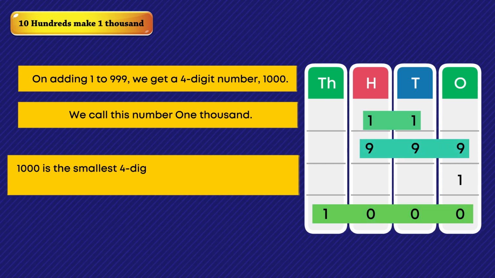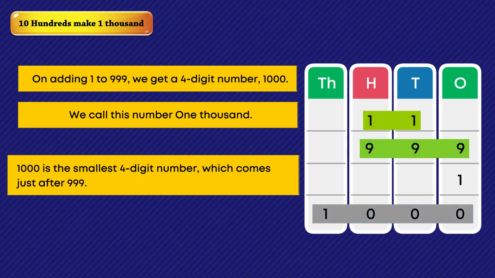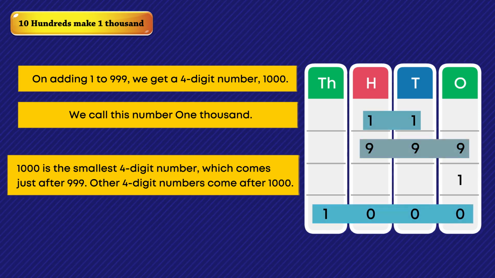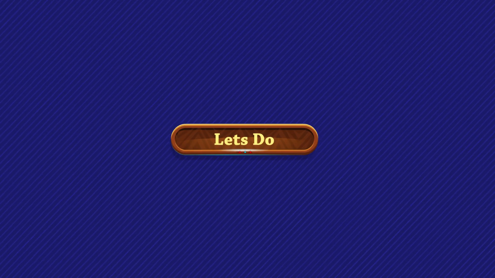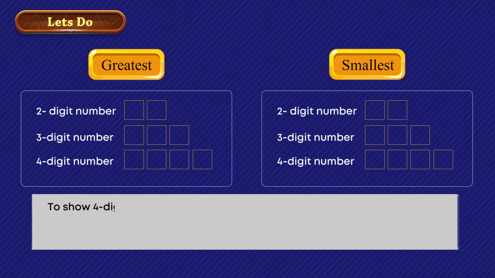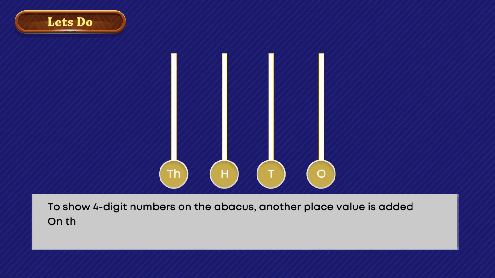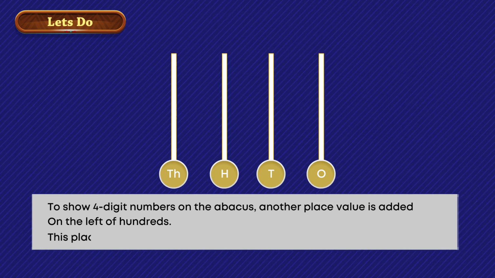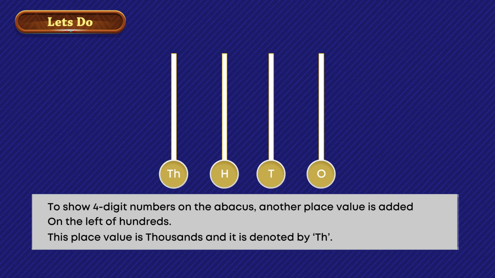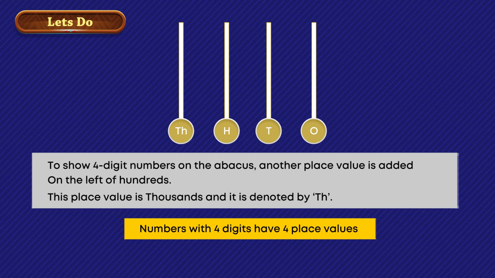1000 is the smallest 4-digit number, which comes just after 999. Other 4-digit numbers come after 1000. Let's do. To show 4-digit numbers on the abacus, another place value is added on the left of hundreds. This place value is thousands and it is denoted by TH. Numbers with 4 digits have 4 place values.